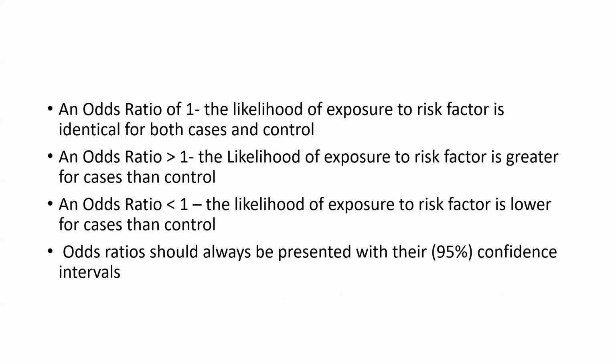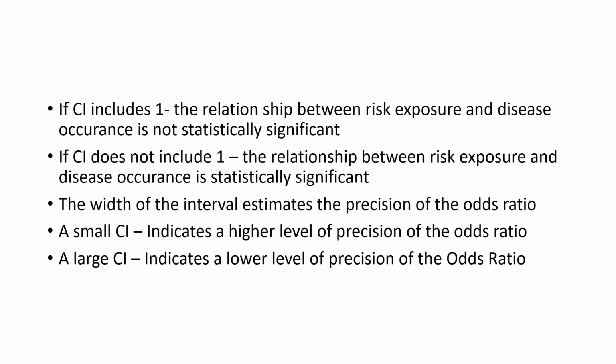So an odds ratio equal to 1 means the likelihood of exposure to the risk factor is identical in the cases and the control. If the odds ratio is more than 1, the likelihood of exposure to the risk factor is greater for cases than the control. An odds ratio less than 1 means the likelihood of exposure to the risk factor is lower for cases than the control. So the odds ratio should always be presented with its confidence interval.